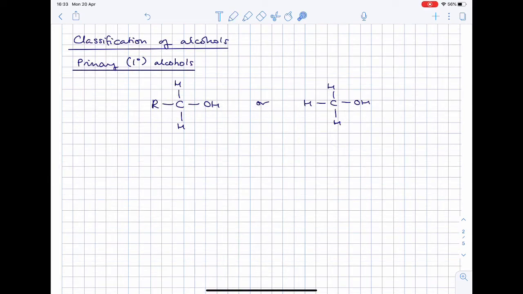What we're going to do next is look at how we can classify alcohols into primary, secondary or tertiary alcohols. And we need to be able to do this because different types of alcohols, or different classes of alcohols, will react differently under the same conditions sometimes. So a primary alcohol is where the hydroxyl group of the alcohol is bonded to a carbon, which is bonded to at least 2 hydrogens.